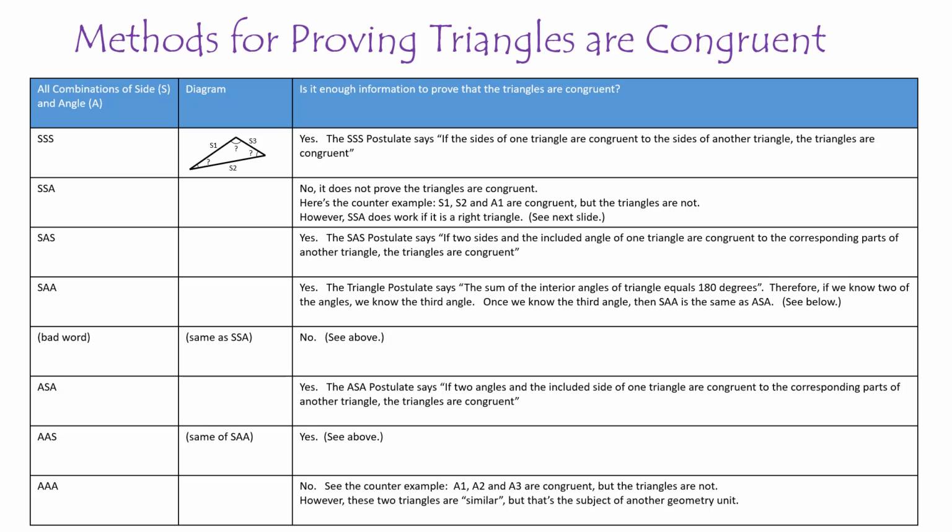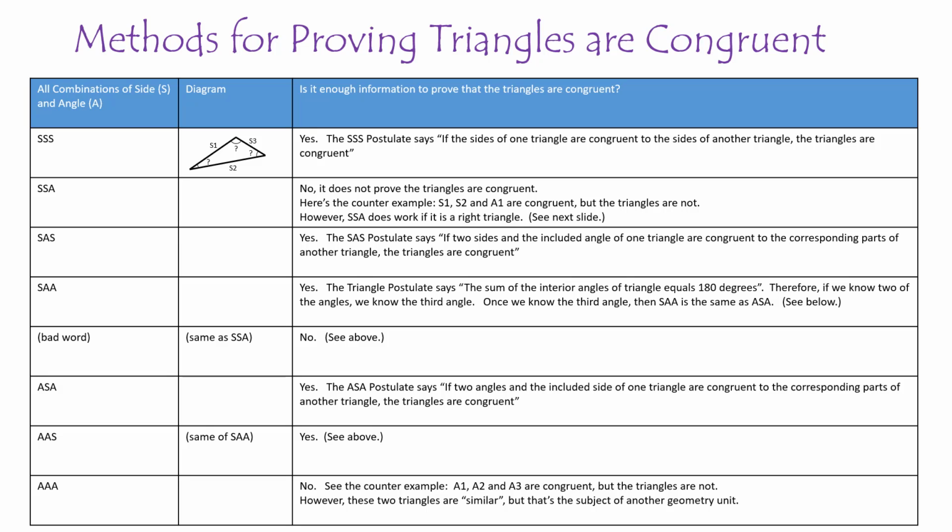Now, I want to stop here for a moment to say, what is this word postulate? And I'm also going to use the word theorem. What these are is a statement. And the difference between a postulate and a theorem is, a postulate you can't really prove is true, it's just self-evident. You just know it's true. And then a theorem, you can actually prove is true. But with the side, side, side postulate, you just know this is true. There's no counterexample, we just know it's true.